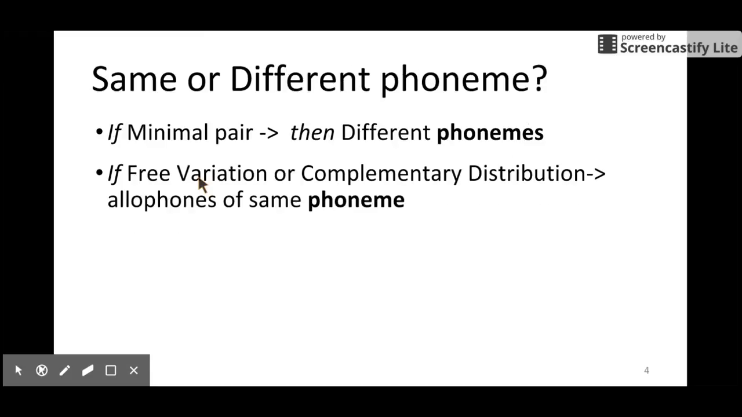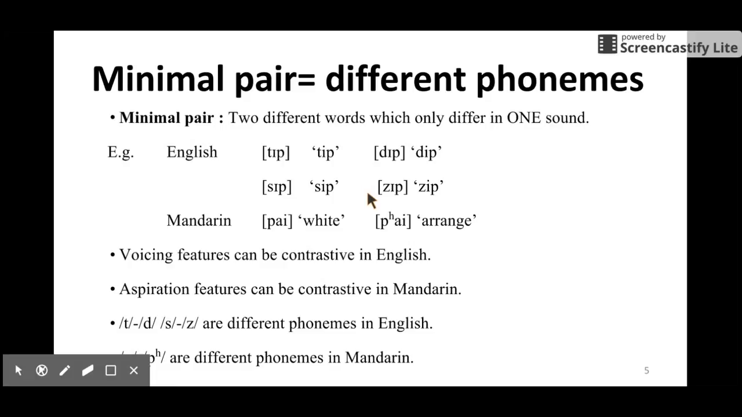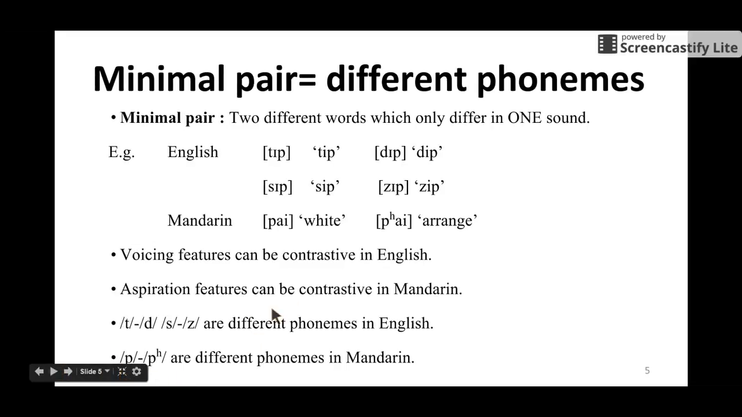And today, the question is, are two sounds the same or different phonemes? If two sounds are in a minimal pair, then these two sounds are different phonemes. However, when the two sounds are in free variation or they are in complementary distribution, then these two sounds are allophones of the same phoneme. So today we are going to talk about what free variation is and what complementary distribution is. We already know what a minimal pair is from the last lecture.